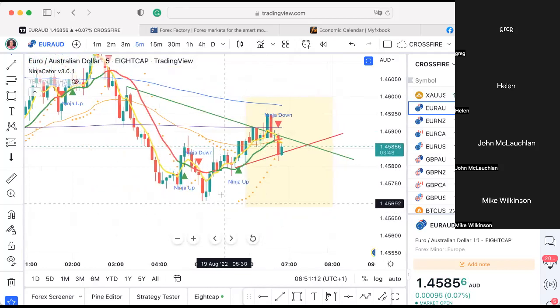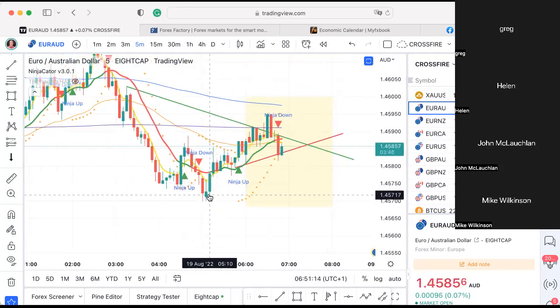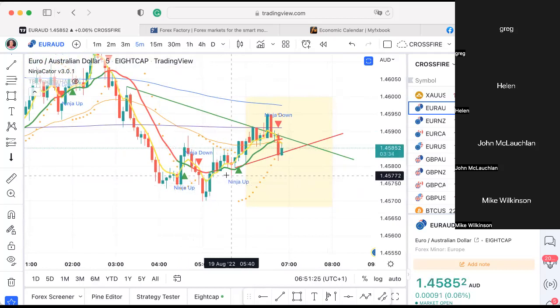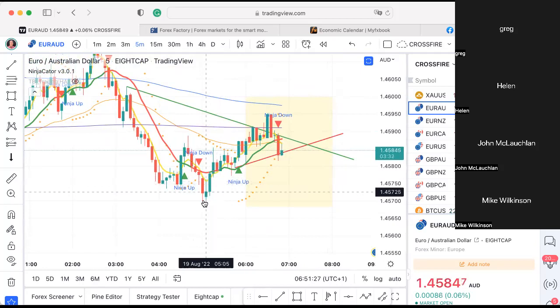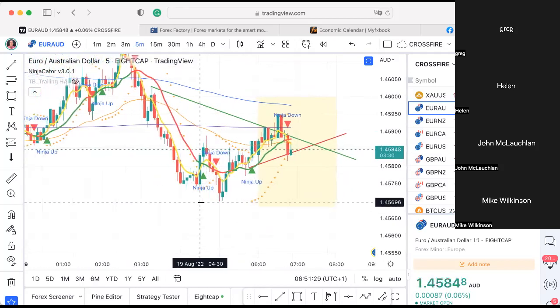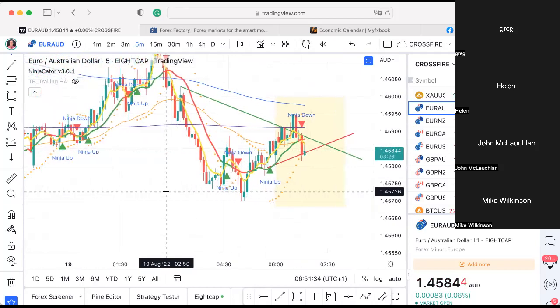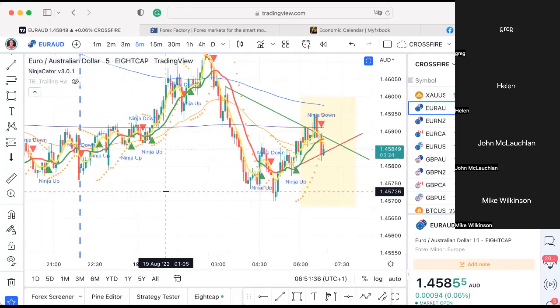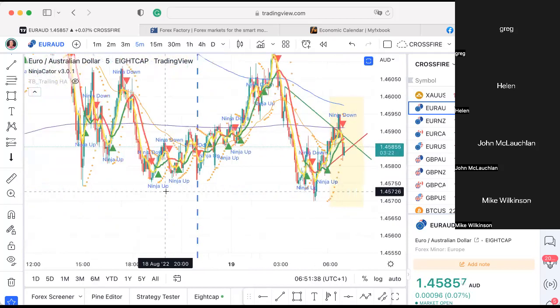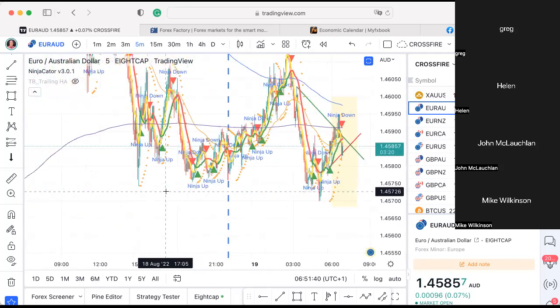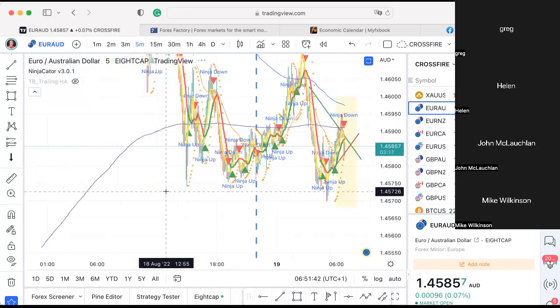Now you can see here we've got some imbalance. This is only at 5:10 this morning, but from the bottom of the body of that candle up to the bottom of that wick, that was all imbalance. So there's a potential target for price to pop down there and take out that imbalance. But then if you look even further back, we're looking for something else below that line.